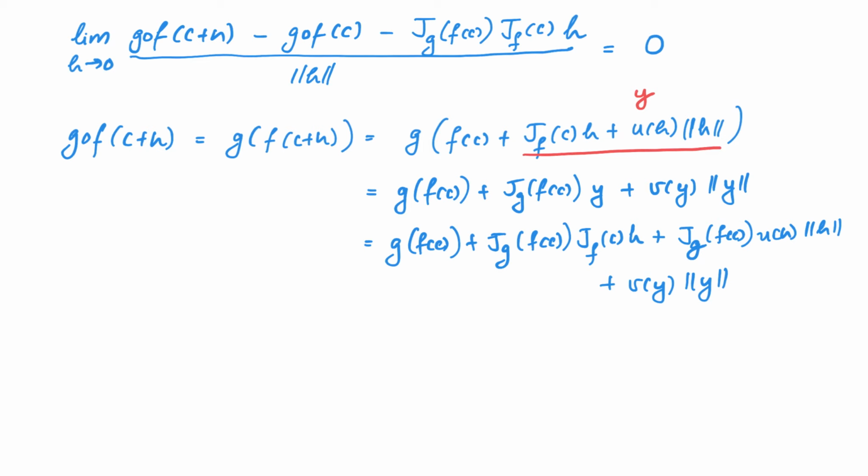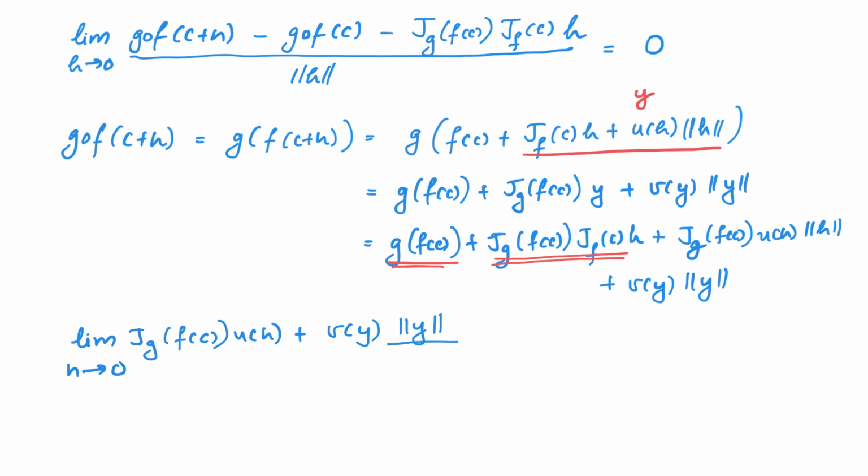Notice that in the numerator we are subtracting this term and this term from g composed with f at C plus h. Therefore, we can rewrite the above limit as limit h tends to 0, the Jacobian of g at f of C into u of h, notice that I am cancelling out norm h and norm h, plus v of y into norm y, divided by norm h. Focusing on the term norm y and using the triangle inequality, we can say that norm y is less than or equal to the norm of the Jacobian of f at C into h plus norm of u of h into norm of h.